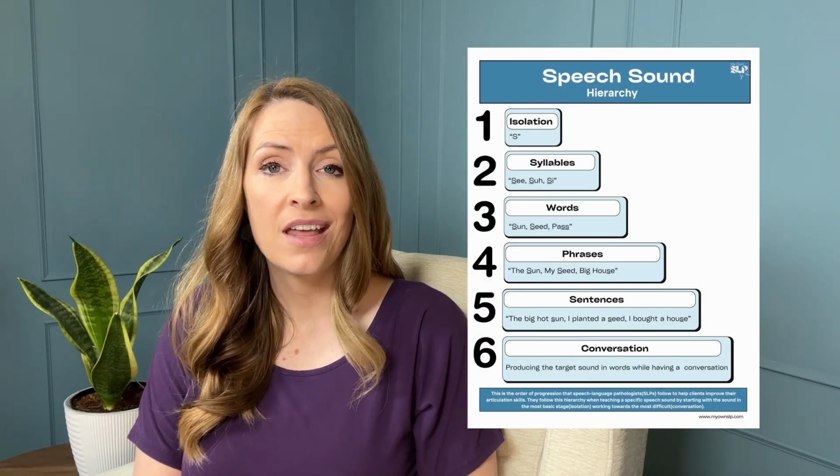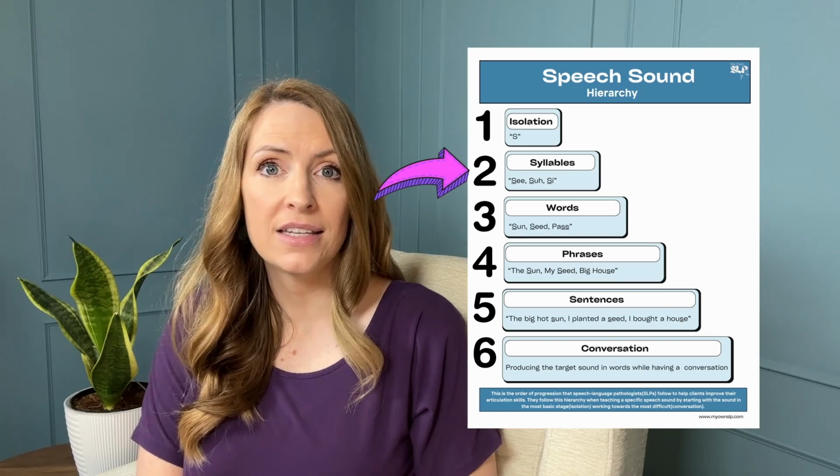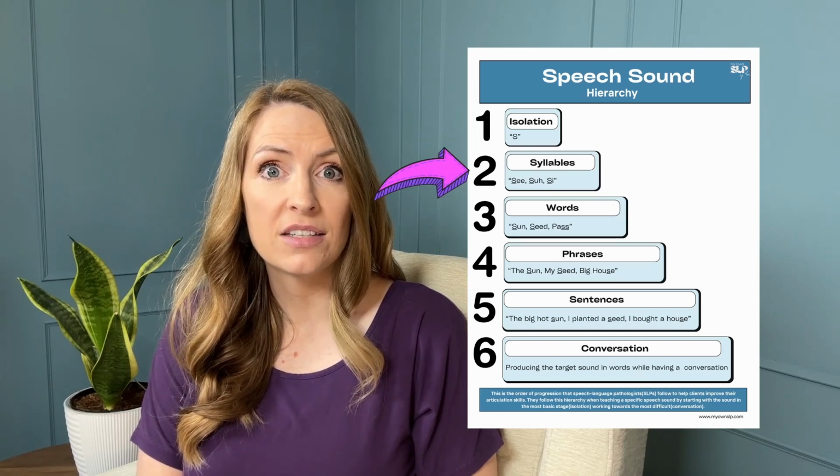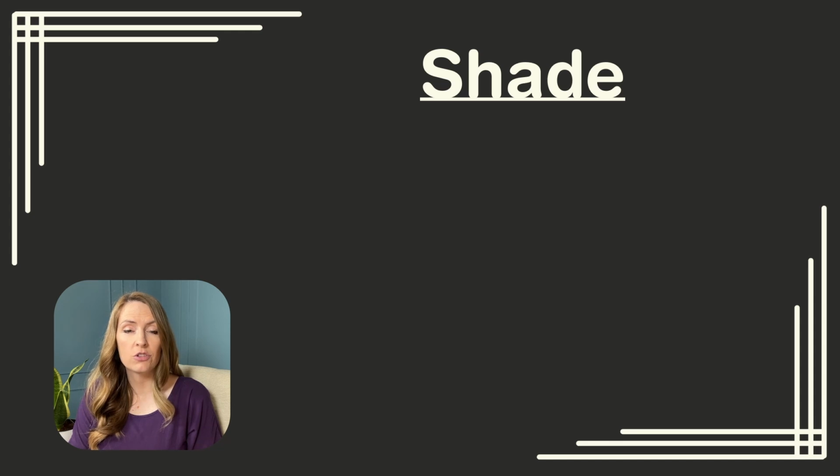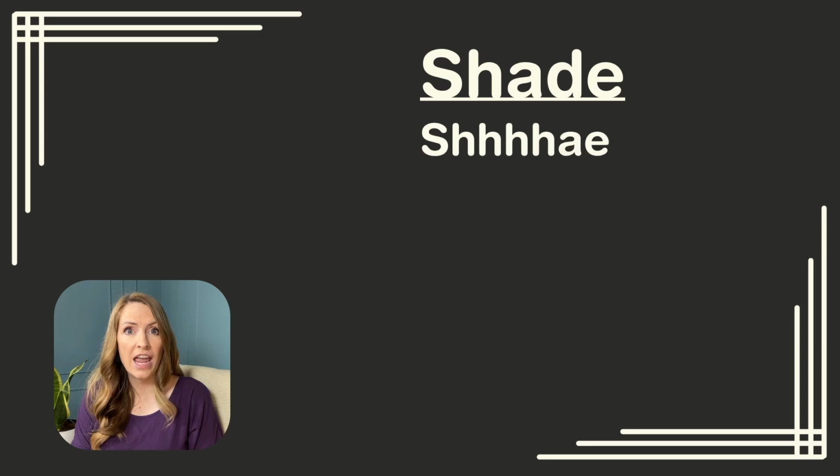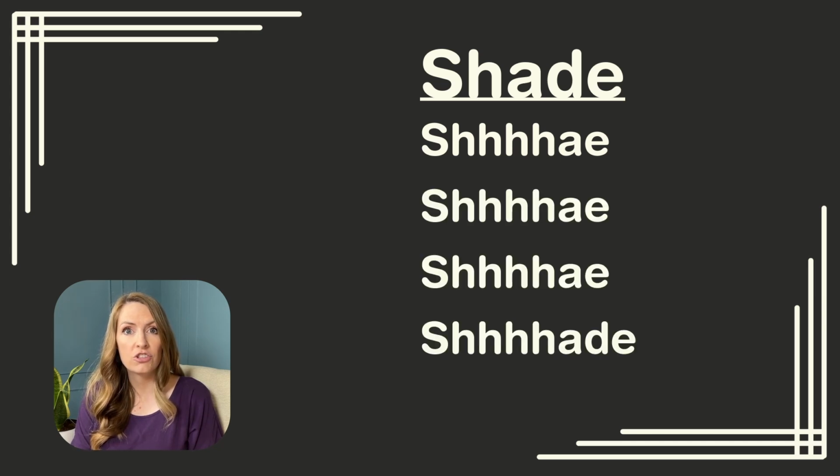If at any point your child starts slipping up on the SH and they're having a hard time using it in words, then try just going back a step and practicing it in syllables. So if you're practicing the word shade and they're struggling to get the SH in there, just try cutting it off so it's just at the syllable level and do shay. Practice that a couple times and then try and add the D in there for the full word. Shay, shay, shade.